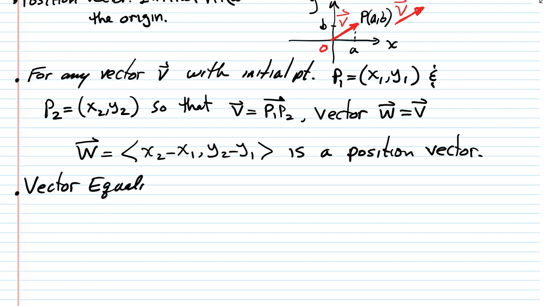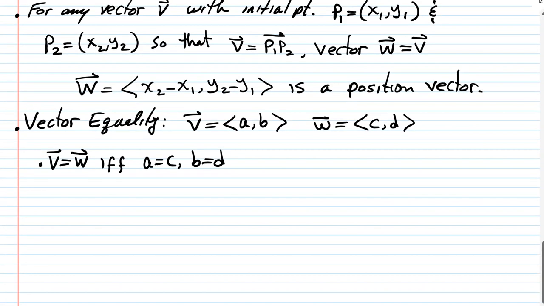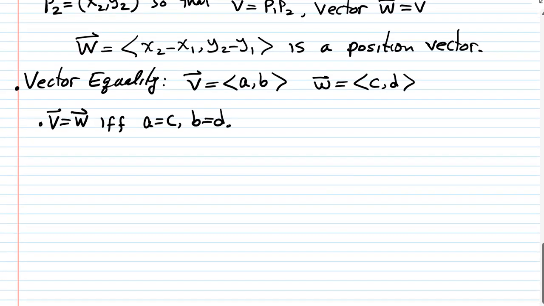Okay, the vector equality. For vector equality, suppose I have two vectors now. I'm writing the algebraic form of v as ⟨a, b⟩ and w as ⟨c, d⟩ using angle brackets. These two vectors can be equal if and only if they have the exact same components. a should be equal to c and b should be equal to d. Okay, and that's what the vector equality is.